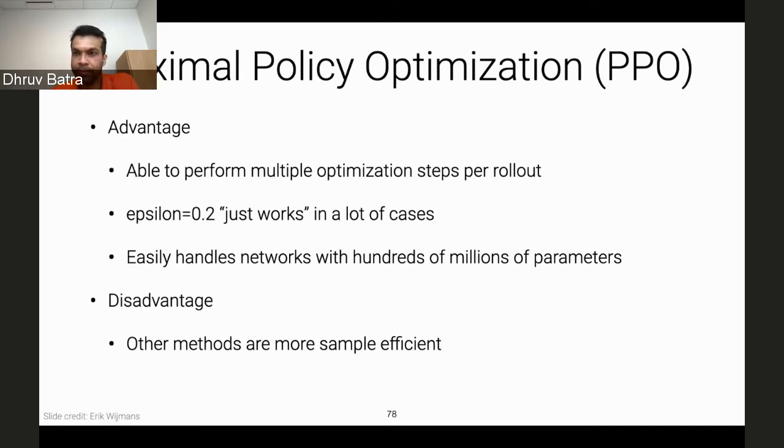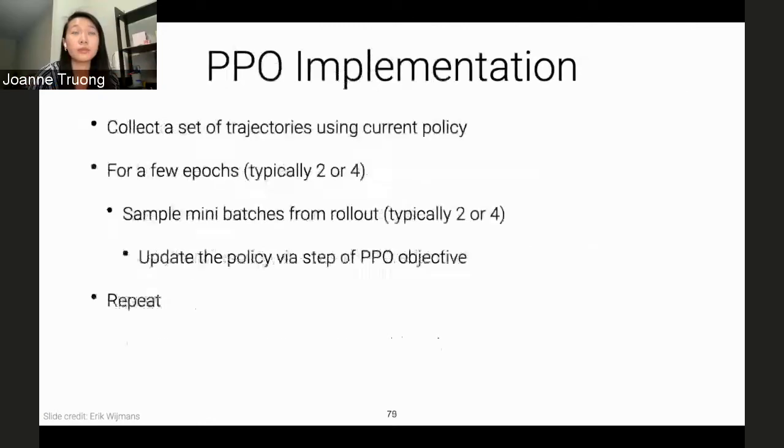Go ahead, John. Yep. And in practice, the implementation of PPO is you would collect a set of trajectories using your current policy, and for a few epochs, you would sample mini batches from this rollout. And then you would use that to update the policy using a step of the PPO objective that we've just shown, and then you would just repeat this.